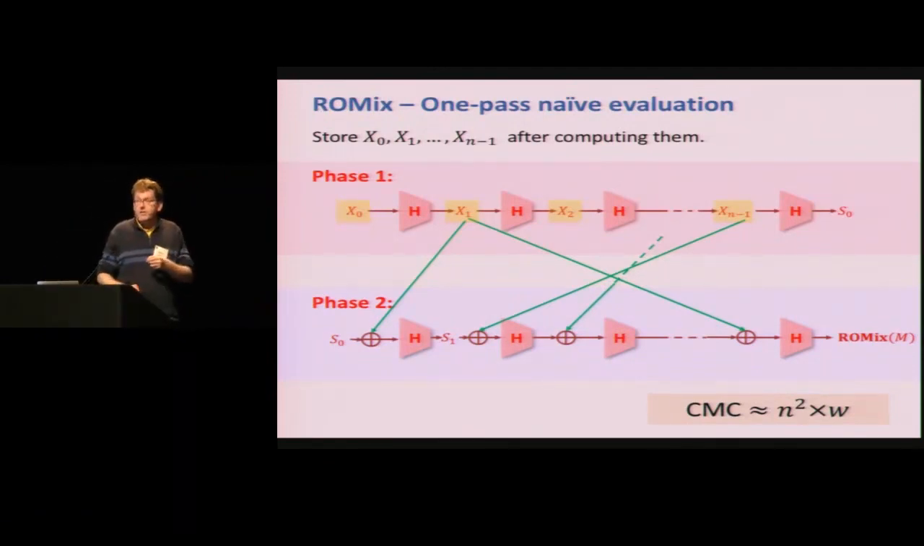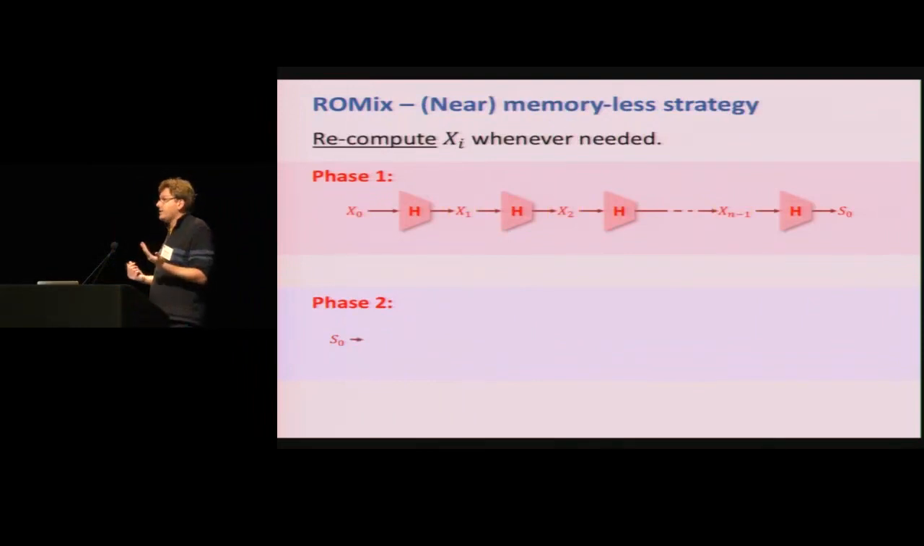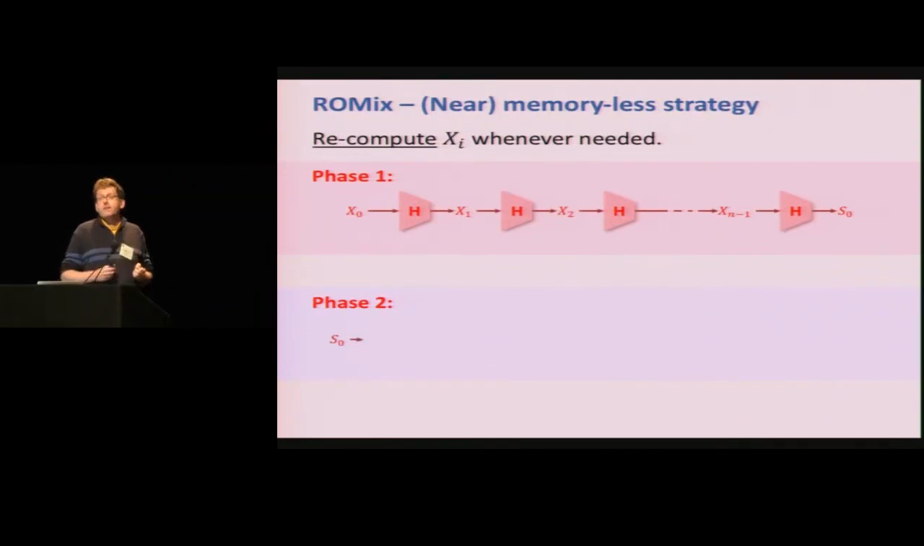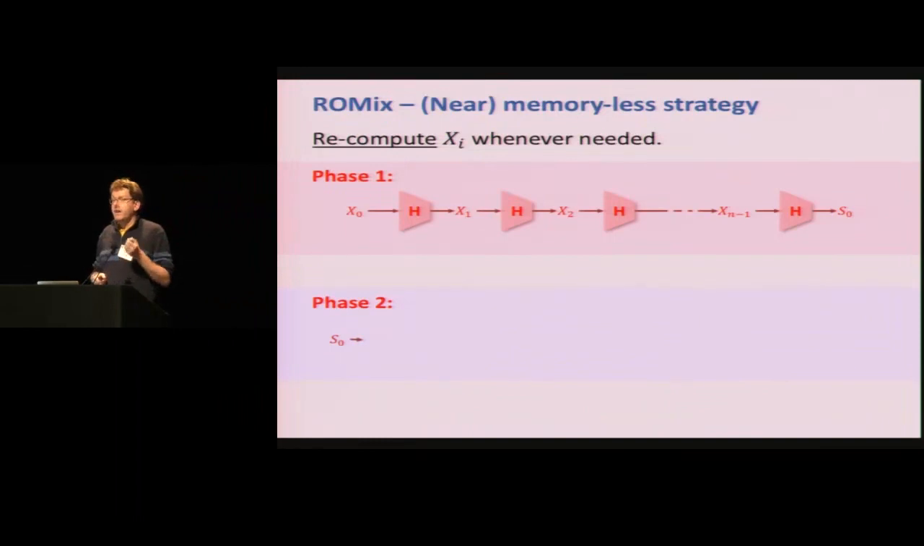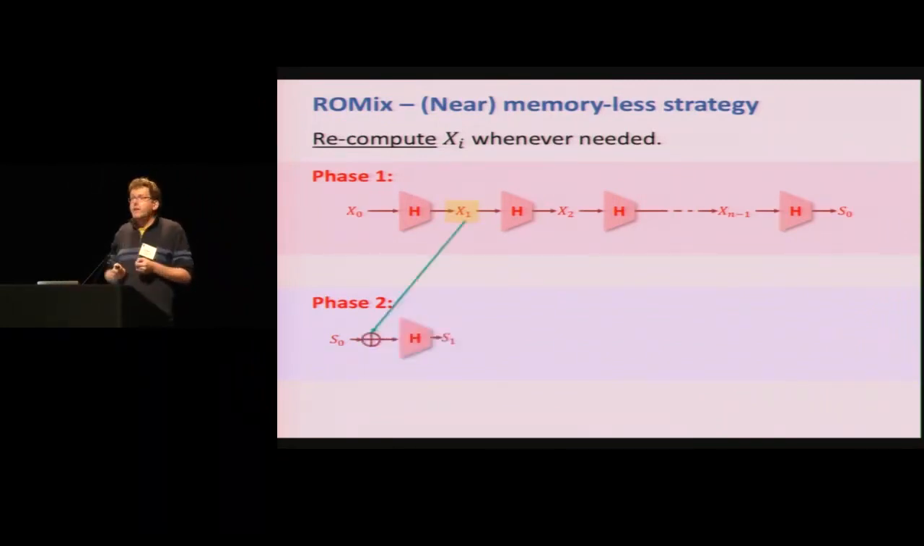Now, the other alternative strategy is that you say, well, I don't want to waste any memory, and I want to do this almost memoryless. So what you could do instead is go through the chain at the beginning and not remember anything, get to the initial state of the second phase, and see which value I actually need. Say, for example, I see that from my S0, I need the value x1. So I'm going to recompute it, starting from x0, get that value, add it into the state, and then forget it, and go on. And then see what's the next value. I'm going to recompute it, add it to the state and go on.